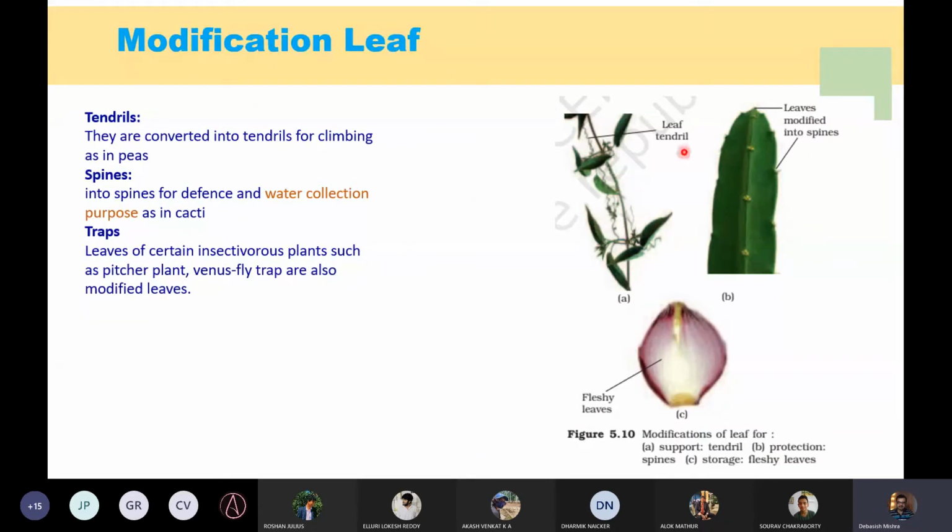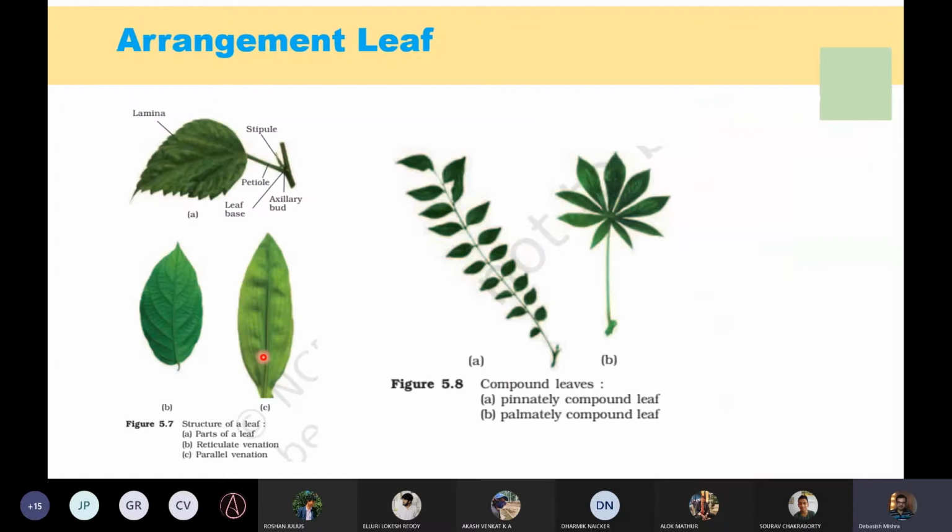We have leaves now. Leaves can be modified. Leaves, we all know they have a stalk that is the petiole, and we have a leaf blade. They have veins. Leaves can be modified into multiple formats. As I said, tendrils could be one. Spines in the cactus are kind of leaves. We can have Venus flytraps. We can have fleshy leaves, which can store food like onions.